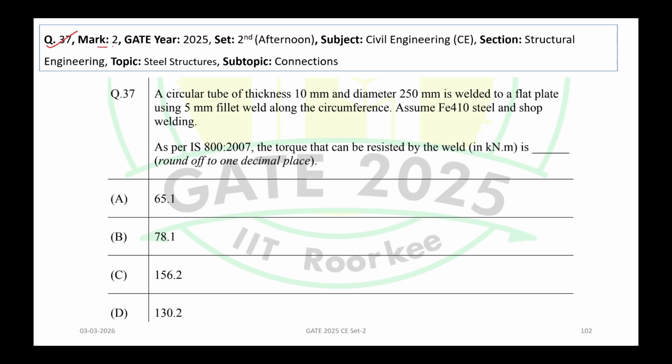Question number 37, 2 marks question, GATE 2025, second set question. Subject is civil engineering, section is structural engineering, topic is steel structures, subtopic connections.